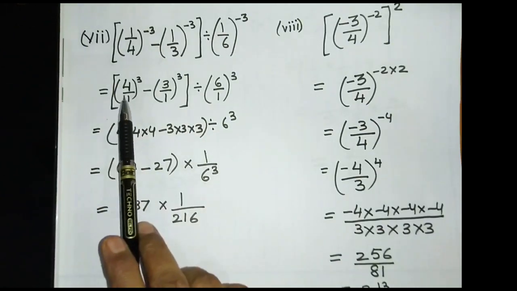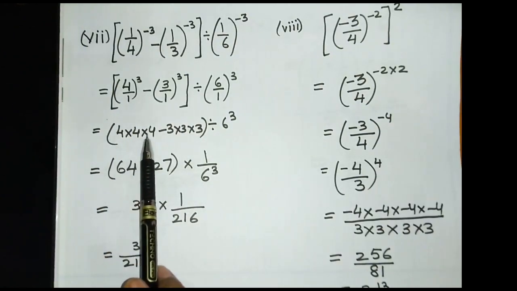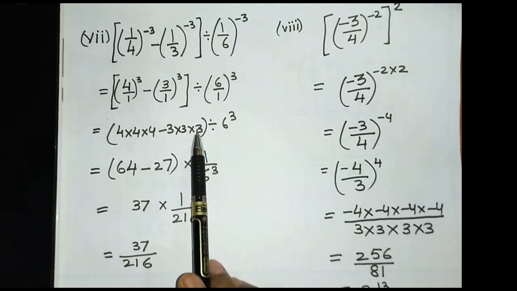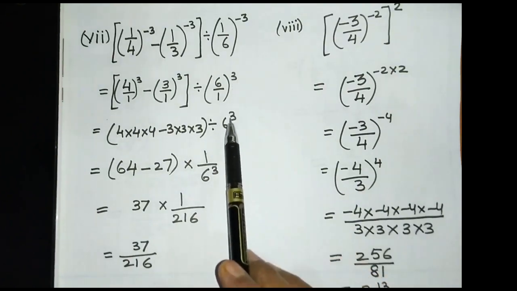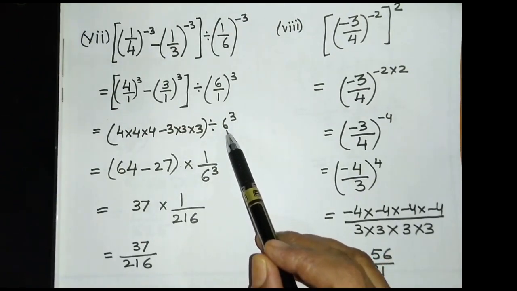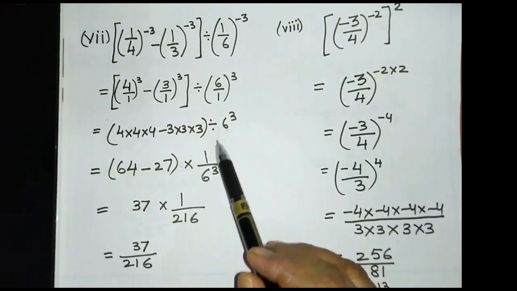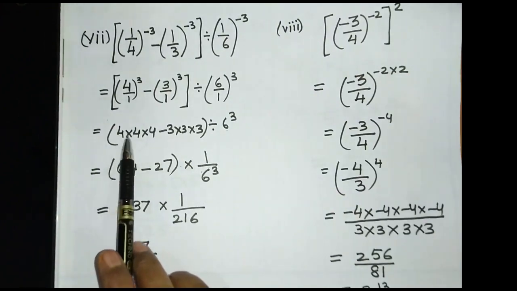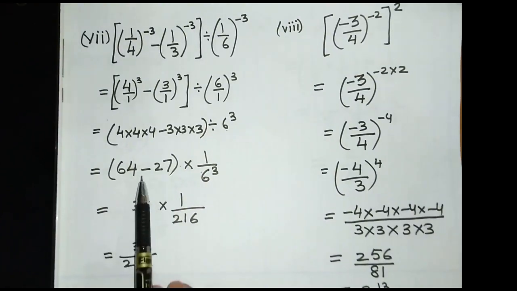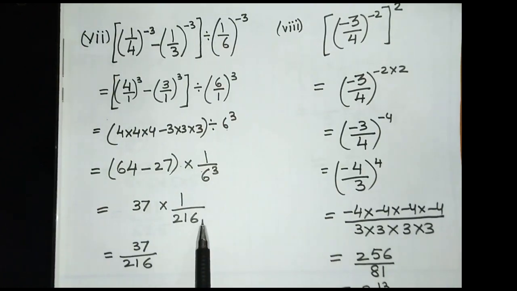Now 4 cube is 4 multiplied by itself 3 times. 3 cube is 3 multiplied by itself 3 times, divided by 6 cube. Now we'll change this division to multiplication. We'll do 1 by 6 cube, the reciprocal. 4 cube is 64, 3 cube is 27, and if we subtract that, we get 37, and 6 cube is 216. So we get the answer 37 by 216.